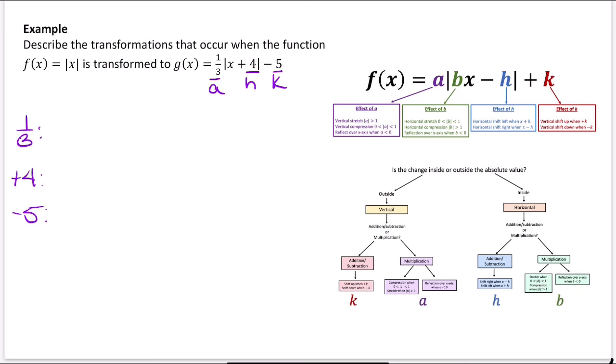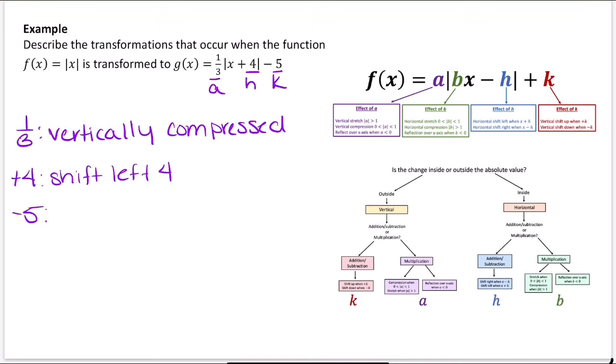So the 1/3 is in front. That's a value of a. Okay, it tells me if the absolute value of a is between 0 and 1, it's going to be a vertical compression. Okay, so this graph is going to be vertically compressed. My plus 4 is on the inside, and it is a plus, right? So it's going to be a shift left when I have x plus h. So it's going to be a shift left 4. And then my minus 5 is on the outside. That's going to be a k.